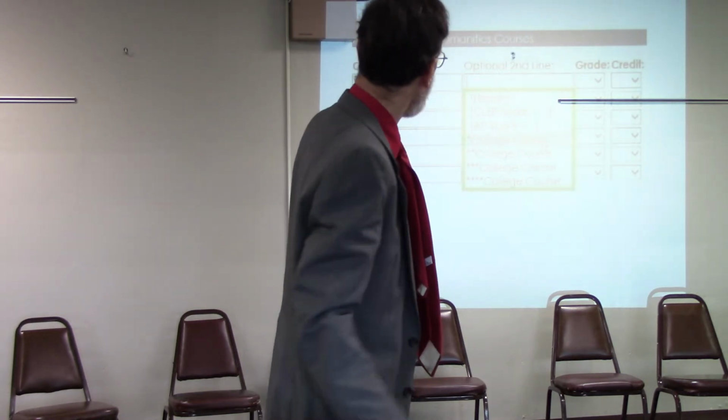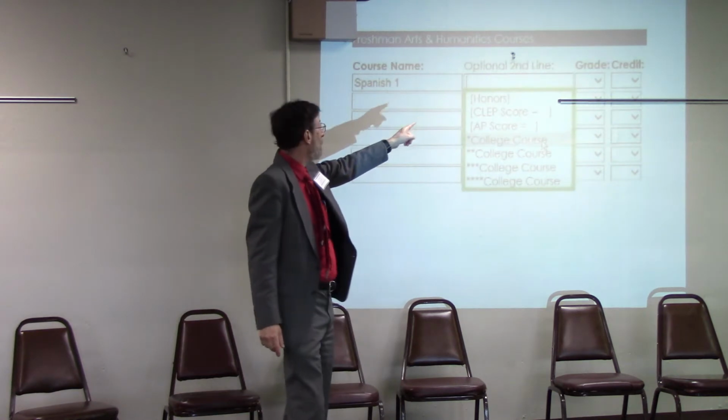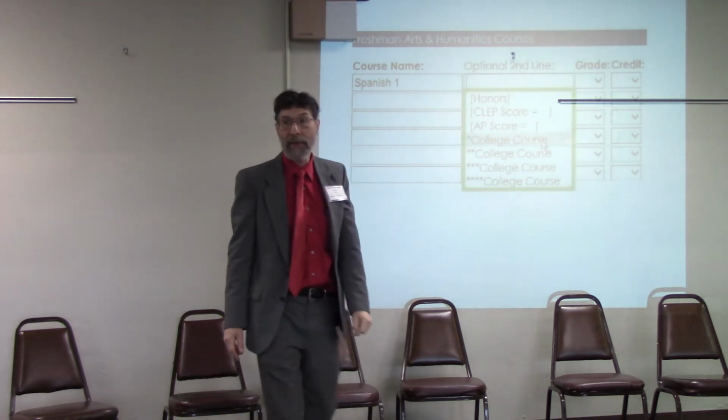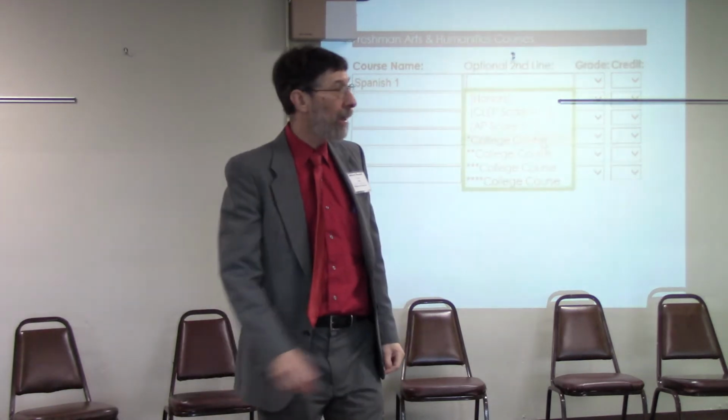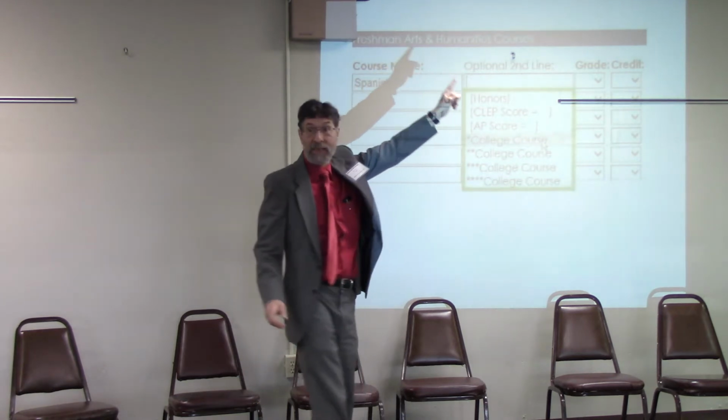Oh yeah, this is the optional second line. Remember I said honors is one of them? There's also CLEP score, AP score, college course could have been here. Let's say if you had the college course name here. Oh, this is because this is the next section.